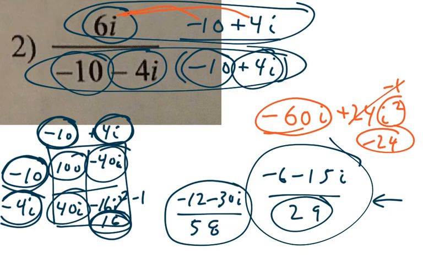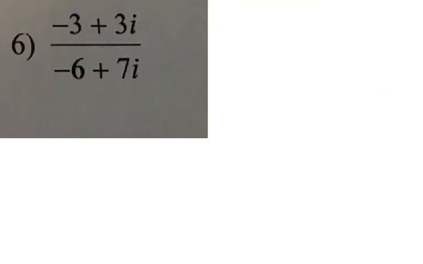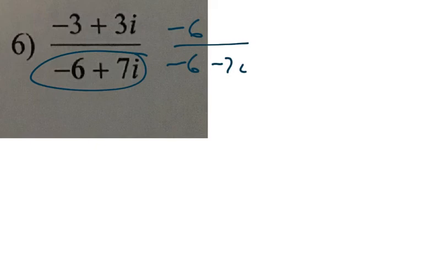All right, let's try at least one more. This one is more like what you'll see on Khan Academy. Here is the denominator with the i in it. I want to get rid of the i. So how do I do that? I use its conjugate. So I'm going to do negative 6 minus 7i. Again, all I did was change the sign of the complex number, right?